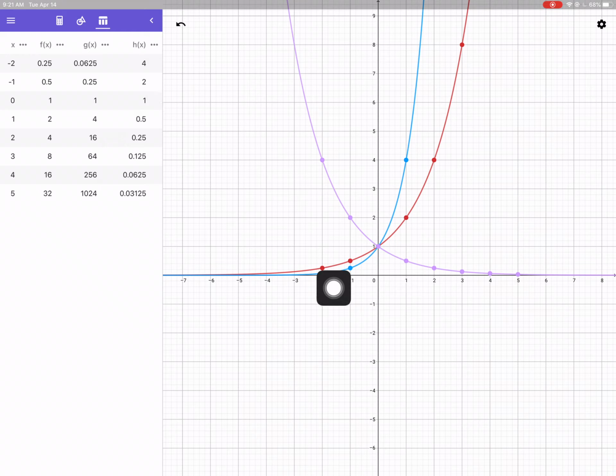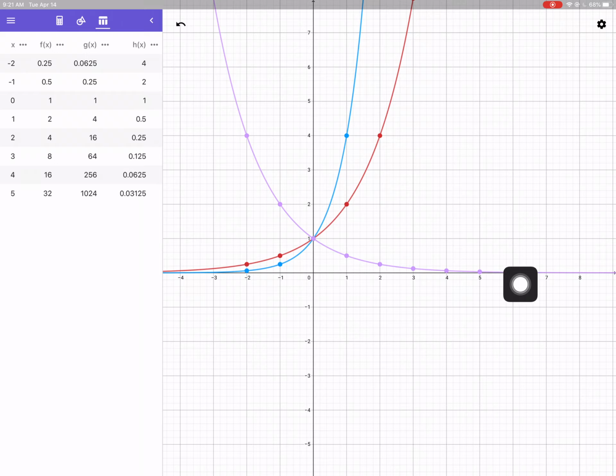So two different types of functions here. The blue and the red are called exponential growth. As x goes up or as time goes up, it's going up. The purple one is called exponential, and you probably have heard this before, decay. It's going down at an exponential rate by multiplying by a half, half, half, half, half. Now, something interesting: if you multiply a number by a half or divide a number by 2, it's going to get smaller and smaller and smaller, but it's never going to be 0.